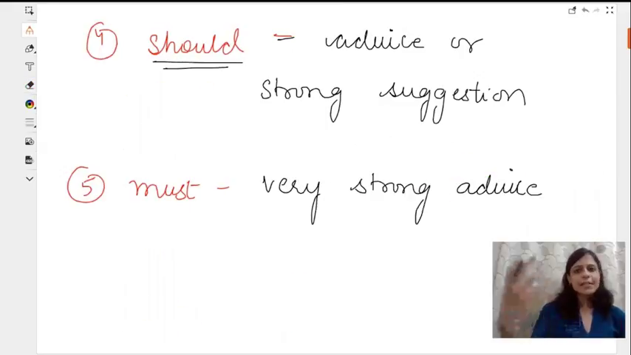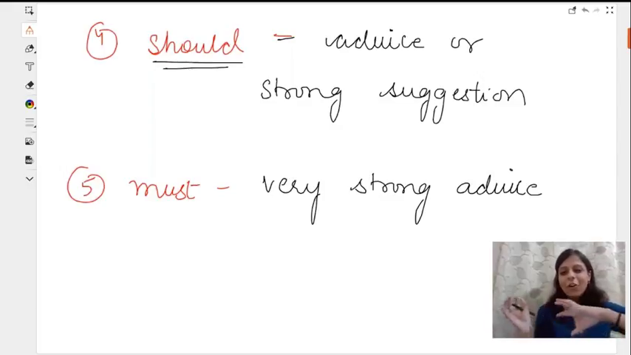Should is when there's some advice that you're giving. You should do this. You should exercise. You should go in for yoga. Everybody nowadays is crazy about yoga. I don't know how many of you are crazy about yoga. Like most of your parents might be telling you should do this, you should do that, right? We're going to study it. I have very good, interesting examples for all of you.